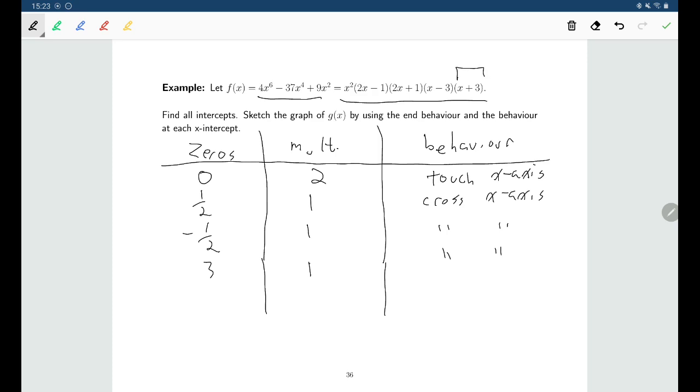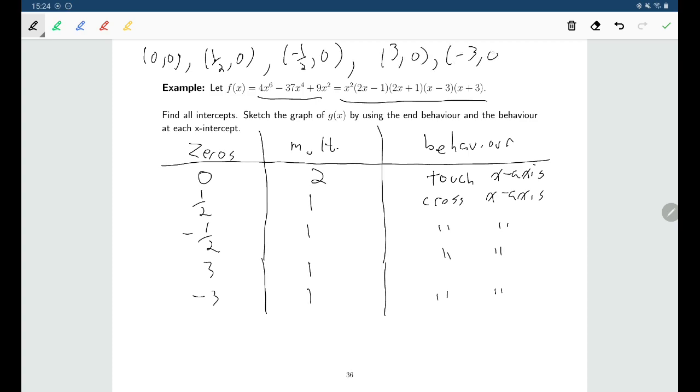And x plus 3, well, that's equal to 0 when x is -3, multiplicity of 1. Yet again, we're crossing the x-axis. So we're crossing the x-axis everywhere except for at 0. We've got all of our x-intercepts: (0, 0), (1/2, 0), (-1/2, 0), (3, 0), and (-3, 0).